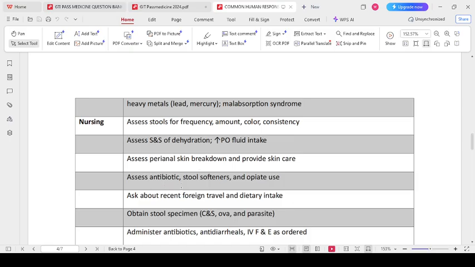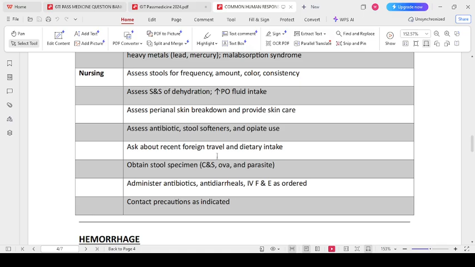She can assess antibiotic, stool softener, or opioid use in the patient. She can ask the patient about recent foreign travel and dietary intake. She can obtain a stool specimen for culture and sensitivity, ova, and parasites. She can administer antibiotics like tetracyclines or antidiarrheals like loperamide. Contact precautions as indicated.